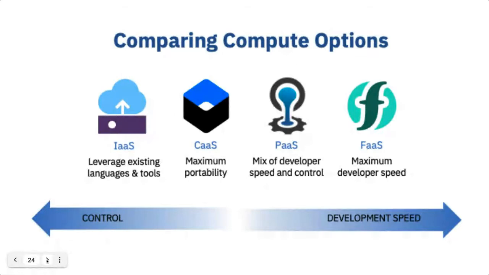Just for example, we're going to talk about this a little bit more, but when we're talking about IaaS, infrastructure as a service, we're talking about things like VMs. When we're talking about CaaS, or container as a service, we're talking about things like Kubernetes. When we're talking about PaaS, platform as a service, we're talking about things like Cloud Foundry or IBM's Kubernetes as a service. And when we're talking about FaaS, function as a service, otherwise known as serverless, we're talking about things like Code Engine or IBM Cloud Engine.